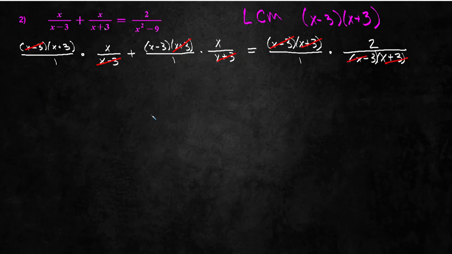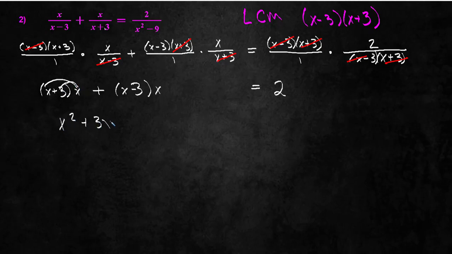By the time you're done with this, you should clear all denominators. And so in this first set, I have x plus 3 times x. Had addition between them. In the second set, I had x minus 3 times x. And in the third set, everything canceled but the 2. So I'm going to distribute and combine like terms. So I distribute the x to both pieces, and I have x squared plus 3x. And distribute the x to both pieces, and I have x squared minus 3x equals 2.